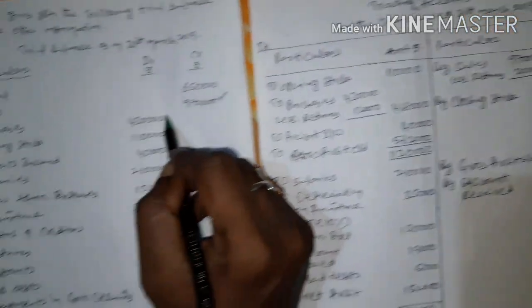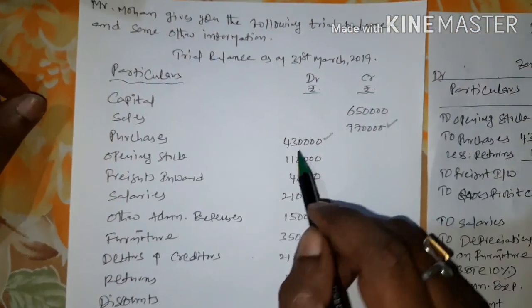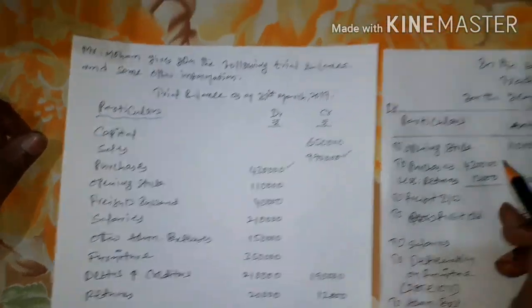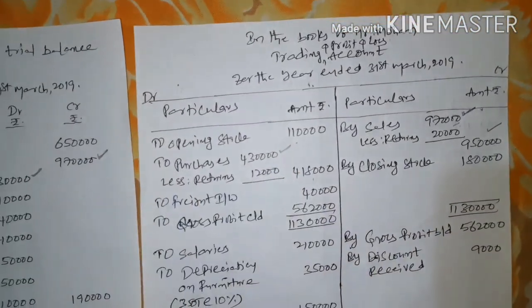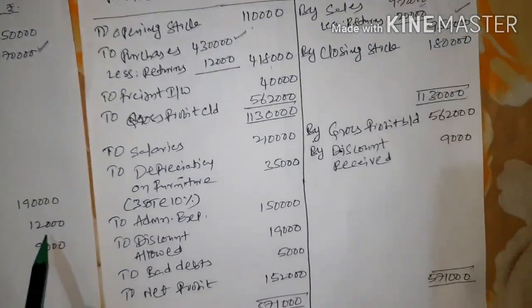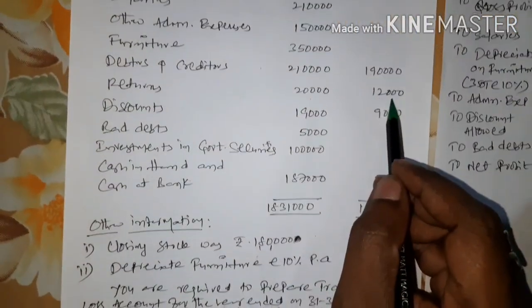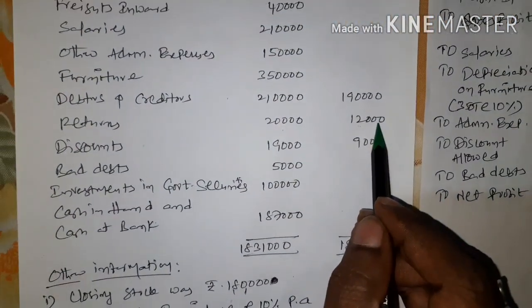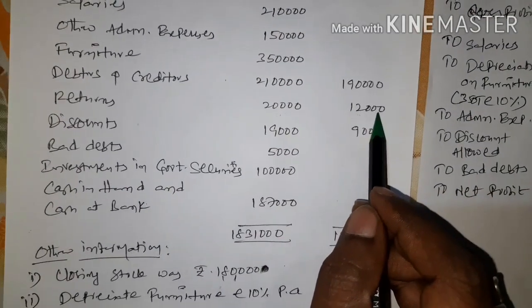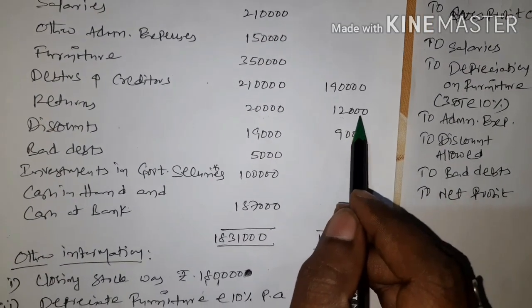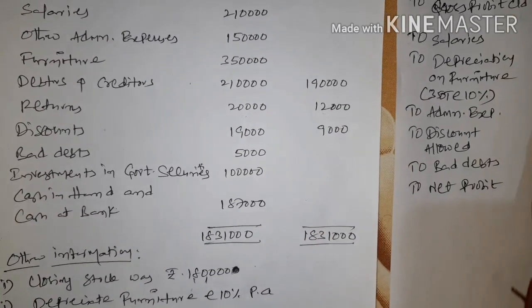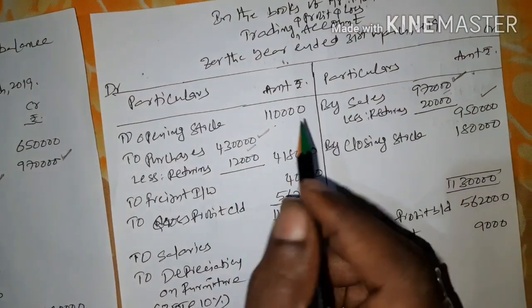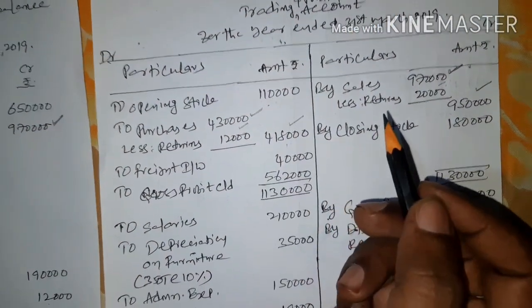Then we have purchases, friends. Purchases are debited to trading account, that is rupees 4,30,000, and immediately we have to check if we have any returns. Here on the credit side we have 12,000 return, credit returns are purchase returns, the same ought to be reduced from the purchases to arrive at net purchases. Then here 12,000 ought to be reduced from 4,30,000 to arrive at 4,18,000.